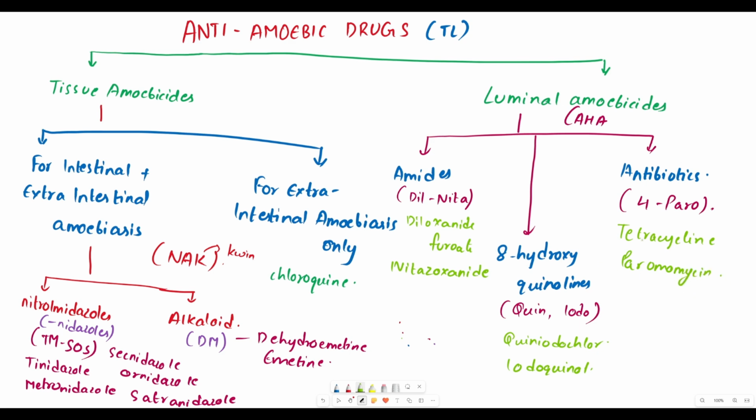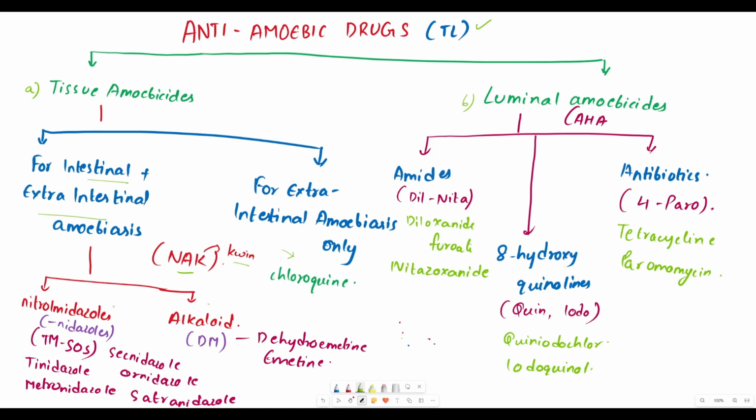So let me just repeat this entire classification for you once again. The anti-amoebic drugs are divided into two subclasses, and to remember the subclasses, remember the trick as TL, where T means it is the first class, that is tissue amoebicides, and L means it is the second class, that is luminal amoebicides. The tissue amoebicides are divided into two classes. One is only for extra-intestinal amoebiasis, and one is for both intestinal and extra-intestinal amoebiasis. So here remember the trick as NAK, where N means it is nitroimidazole, A means it is alkaloids, K means it is quin, which means chloroquine.